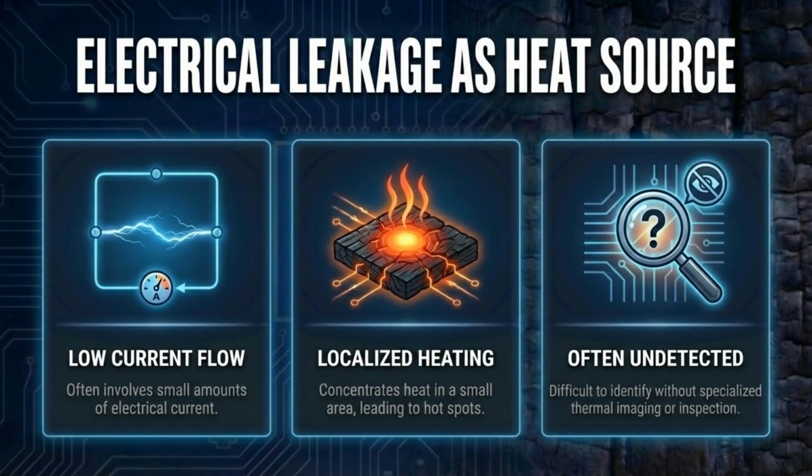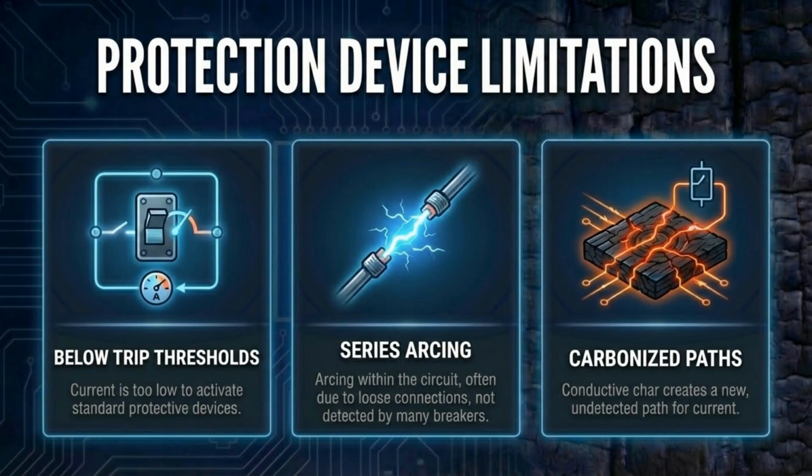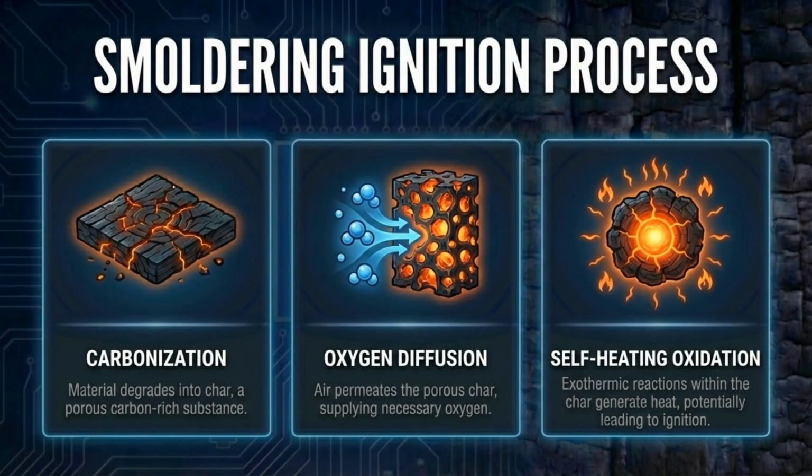Electrical leakage acts as a heat source, involving low current flow that causes localized heating. This process is often undetected without specialized inspection. Standard protection devices have limitations. The current may be below trip thresholds, and protection devices may not detect series arcing or current flowing through carbonized paths. The smoldering ignition process begins with carbonization, followed by oxygen diffusion into the porous char. Exothermic reactions then lead to self-heating oxidation and potential ignition.